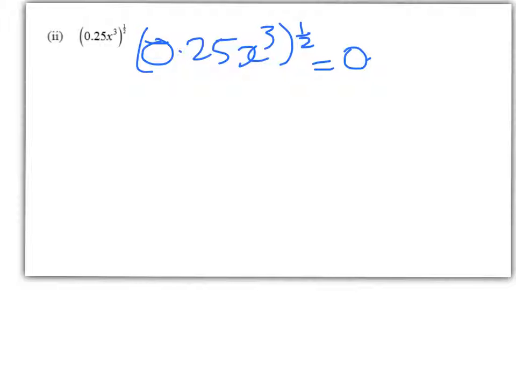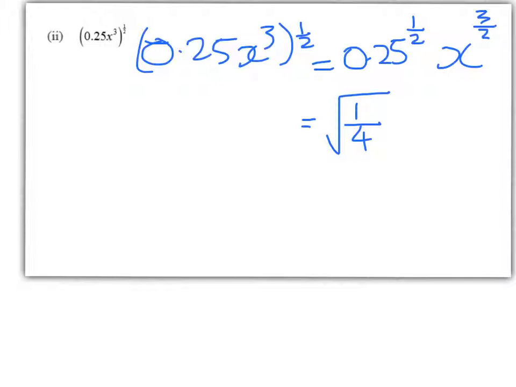Okay, another simplifying one, 0.25 x cubed to the power of 1/2. So again, I do the powers when it's a number. So that looks ugly, very ugly to me, but I'll come back to that. Times x to the power of 3 over 2. Right, so it's easier to think of this as a square root sign for me, and 1/4 times x to the power of 3 over 2.